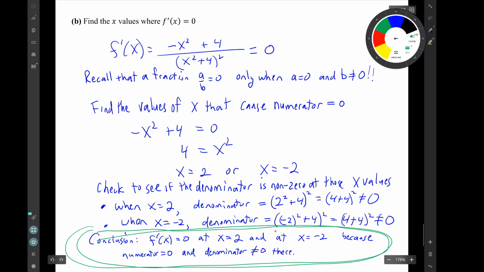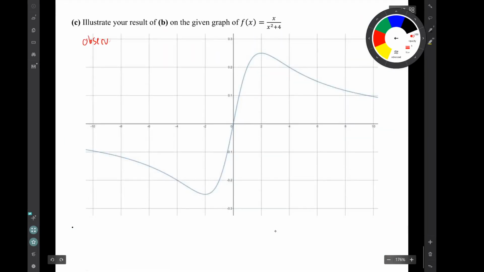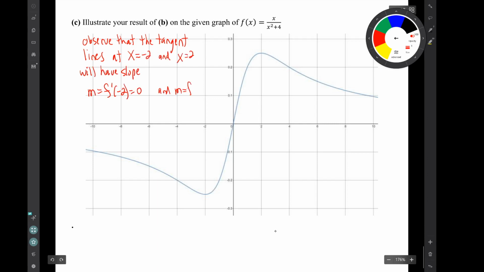tells us that on the graph of f of x, the tangent lines at x equals 2 and x equals minus 2 are going to have a slope that's the number 0. That means they're going to be horizontal. So again, the symbol f prime of minus 2, we've determined that has the value 0. That is the slope of the tangent line at the place on the graph where x equals minus 2.